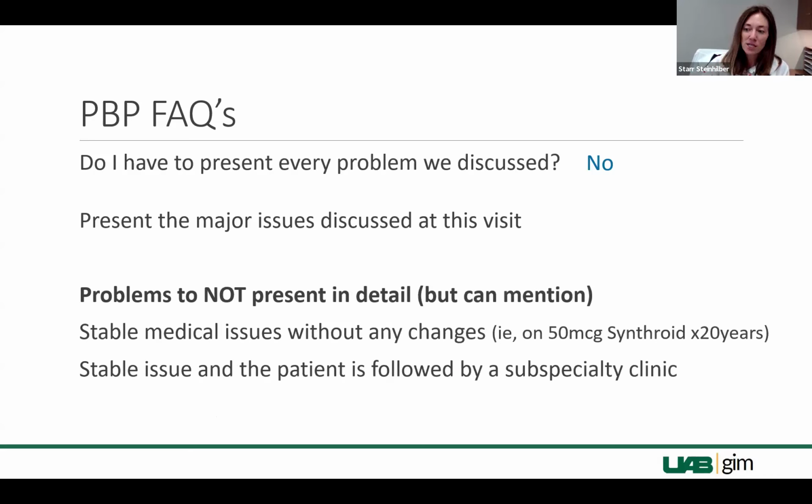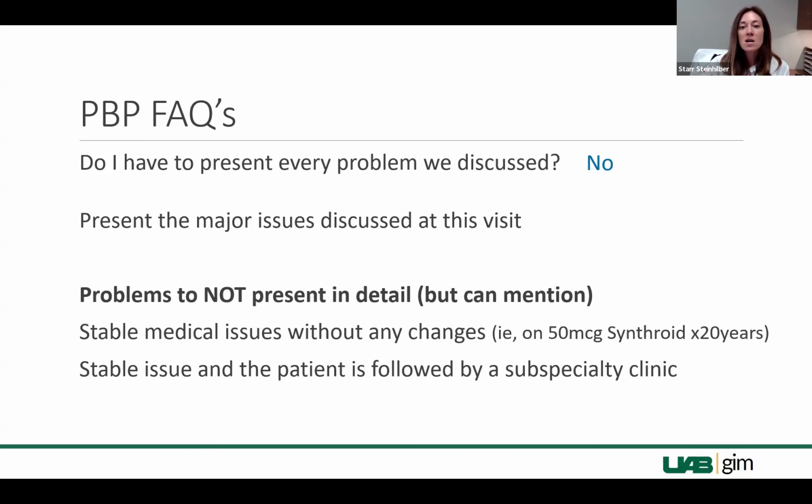Problems you don't have to mention in detail would be stable issues without any changes. So maybe it's the Synthroid hasn't changed in 20 years, or stable issues that the patient is followed by a subspecialty clinic. It's really nice to mention them in that opening statement. Patient has ESRD followed by nephrology at X location, but you do not have to go into all of the ESRD kind of screening yearly things because we assume someone else is taking care of that.